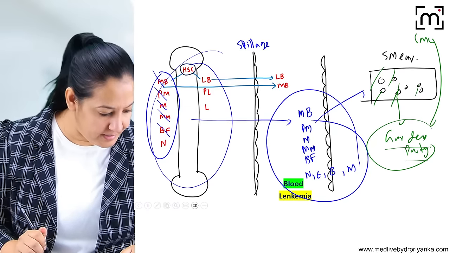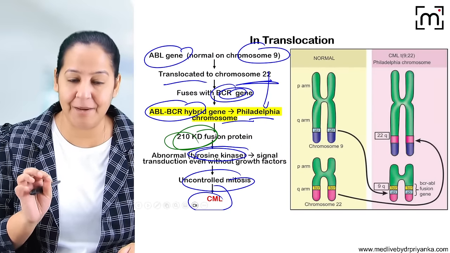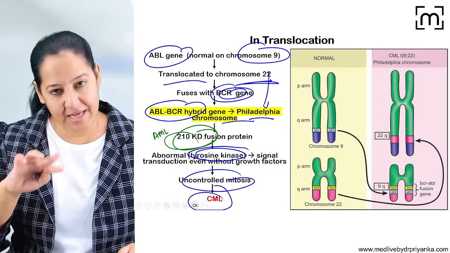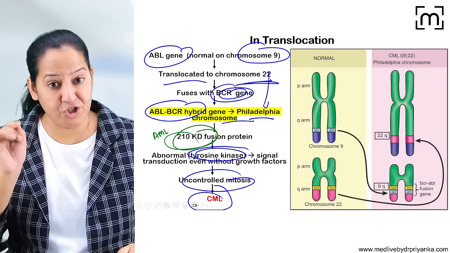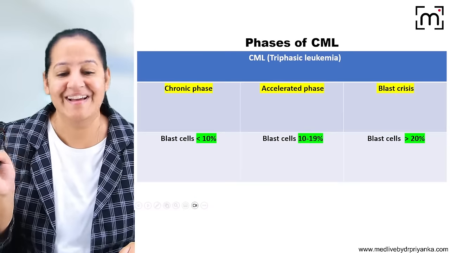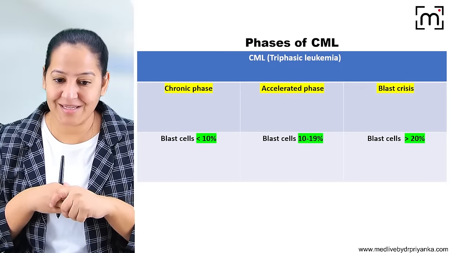Okay. I'm coming to this 210 kilodalton. Intentionally, I have skipped it. When I teach you AML, I will teach you this. Because in AML also, there will be a 9;22 translocation, but the size of that fusion gene will be different. There it will be 180, here it is 210. I will help you learn there. Okay, got it? Can we go ahead if you got it?